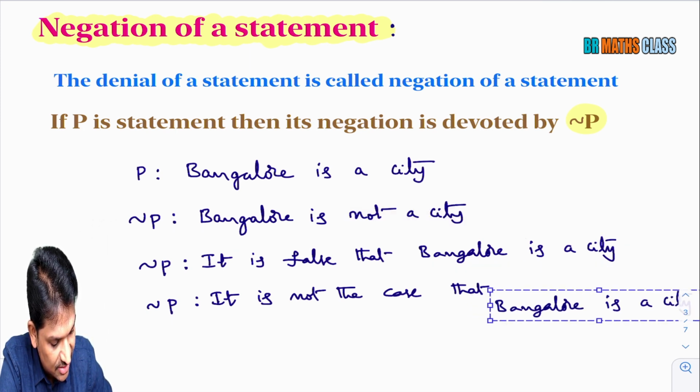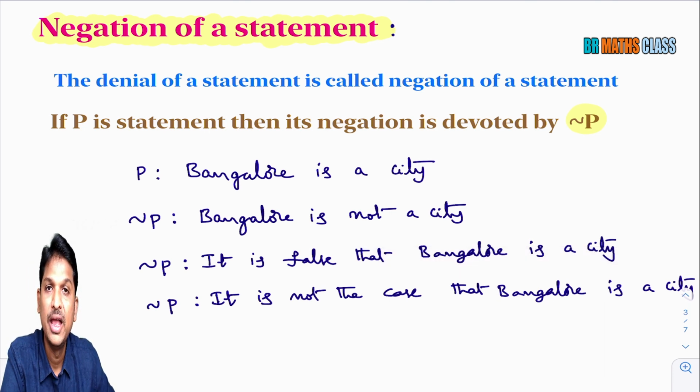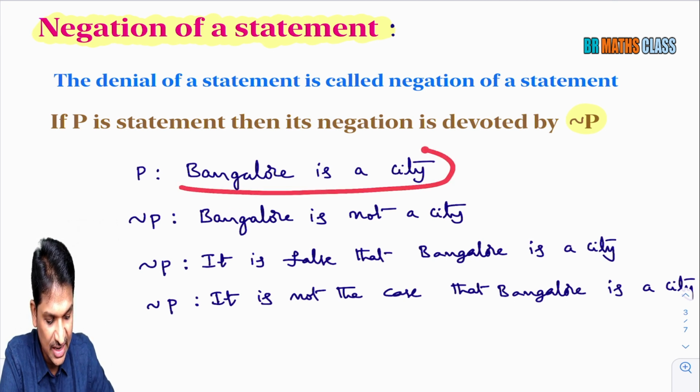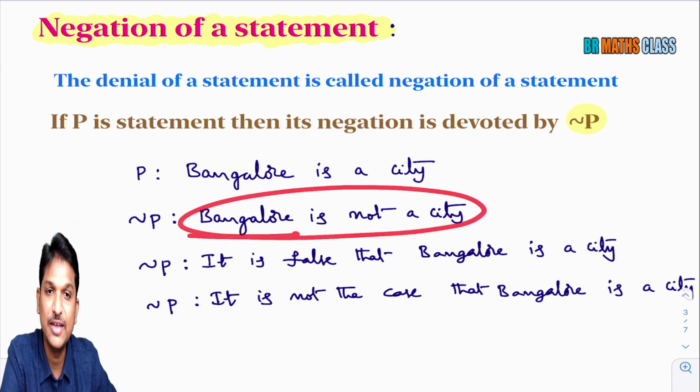It is not the case that Bangalore is a city. So, I hope you understand the definition of negation of a statement. Suppose the question is given like this: Bangalore is a city. What is the negation of this? You simply write that Bangalore is not a city. It is 100% correct. You will get marks for that.